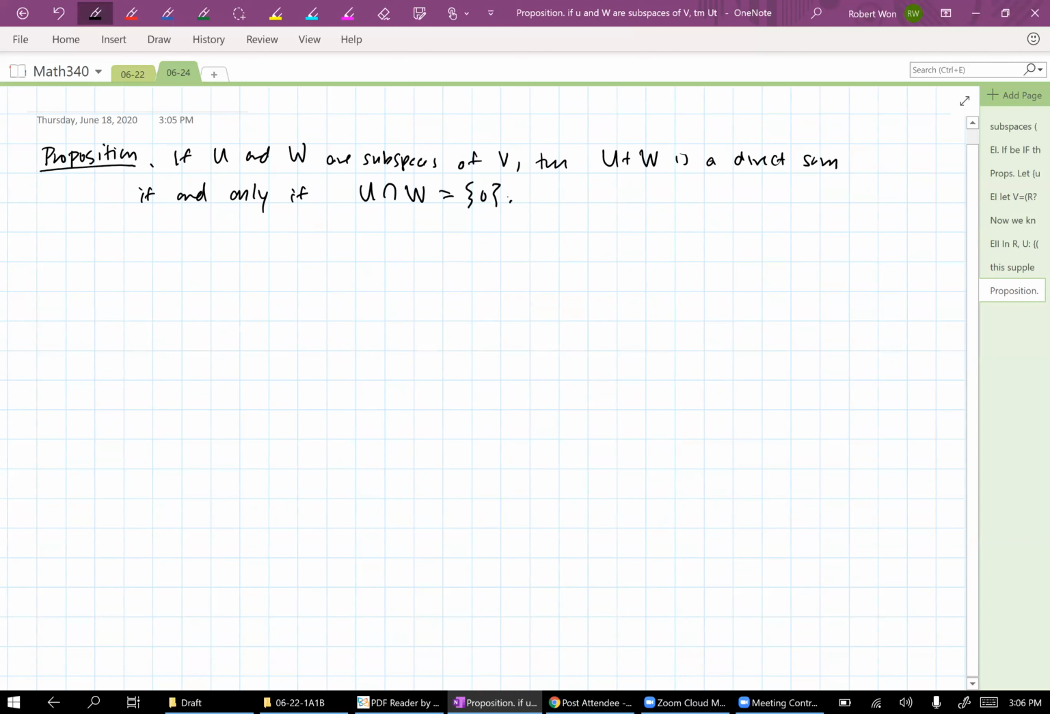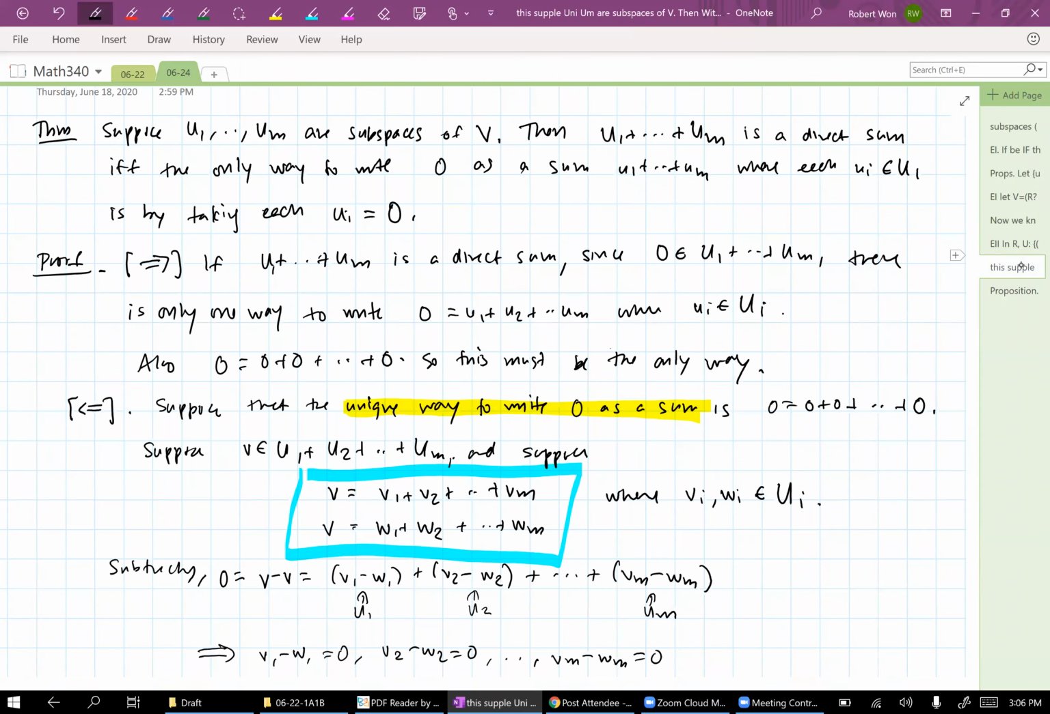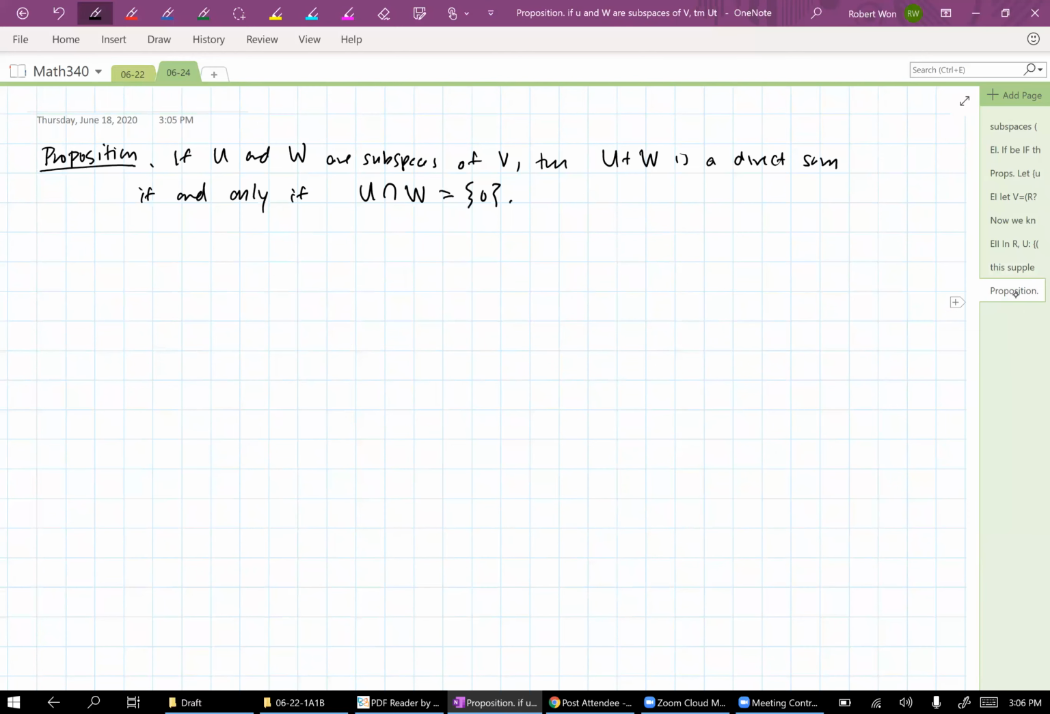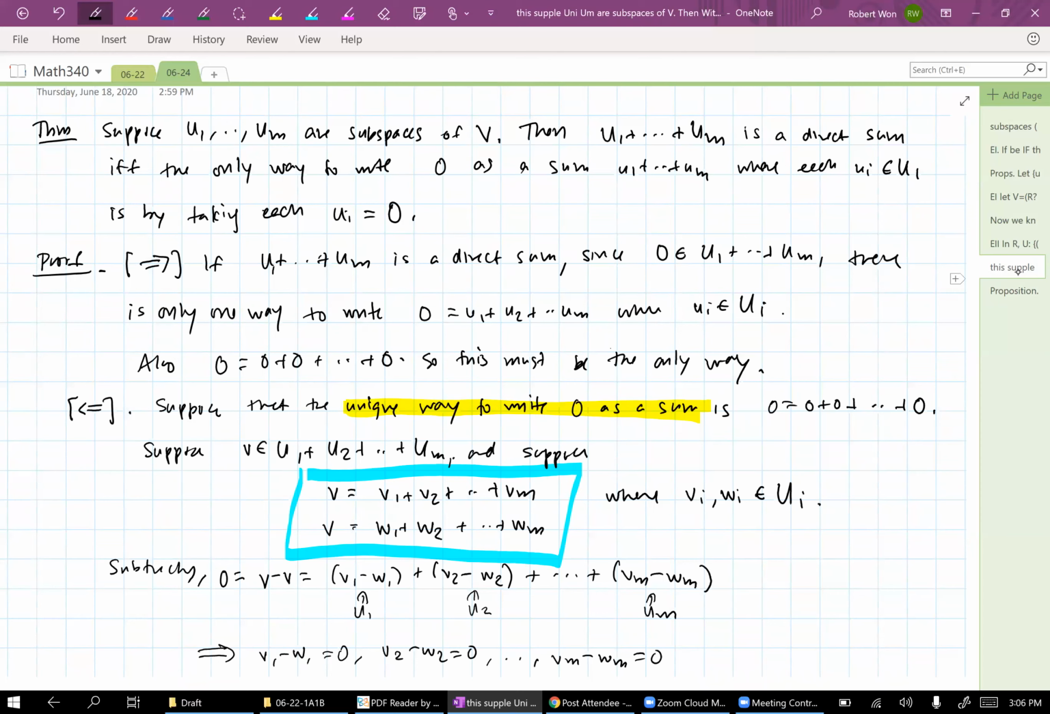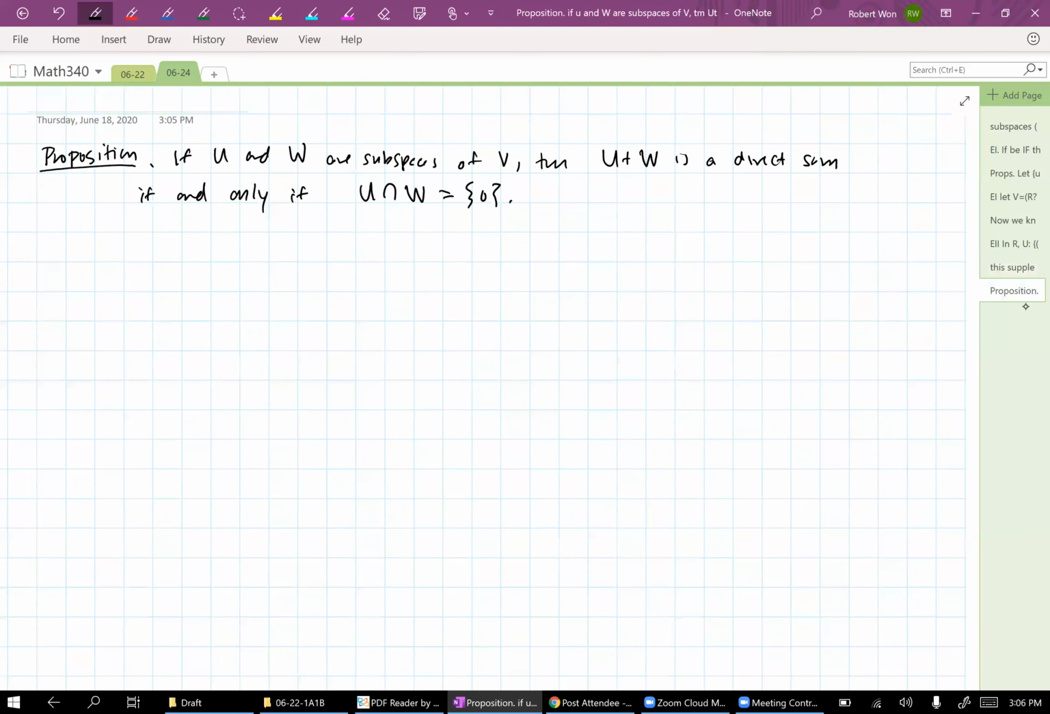Okay, so in some ways, this is nicer than the previous theorem because the previous theorem involved checking whether zero has a unique representation. But this theorem is sort of easier to understand. It's just what do the subspaces intersect in? But on the other hand, the previous theorem dealt with arbitrary sums. You can take any number of subspaces and check if it's a direct sum. This proposition only handles the case where you're taking the sum of two subspaces. But it's a nice result anyway.